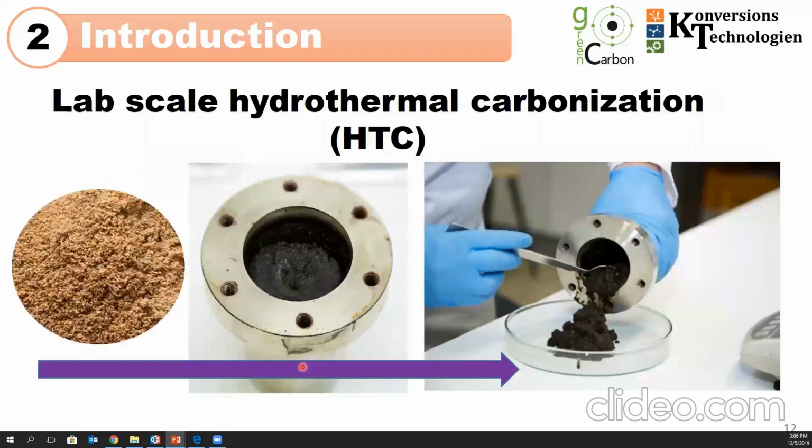Then this is a short explanation of how it looks in the lab scale. So on the left, we can see some kind of wet biomass, which is placed in the batch reactor. In this case, it's an autoclave with a volume of 250 milliliters. Black or brownish slurry, depending on the temperature used in the process.